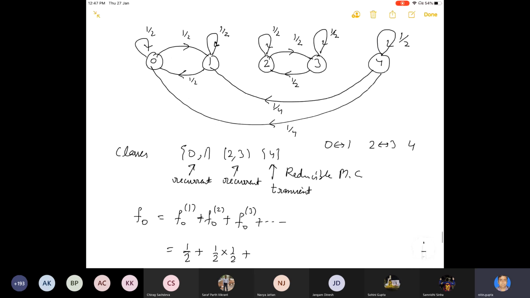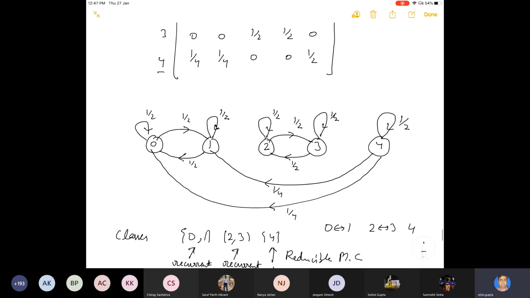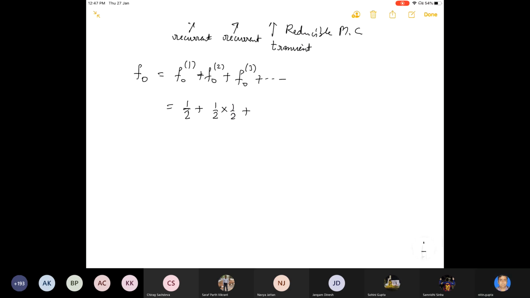Plus f_00^(3). In 3 steps, you have to come back. In between, you cannot visit. So 0 to 1, then stay in 1, then come back. No other possibilities there where you don't have to visit 0 in between. So half into half into half. 0 to 1, then stay in 1, then come back. Half into half into half. So that is the only possibility in this case.